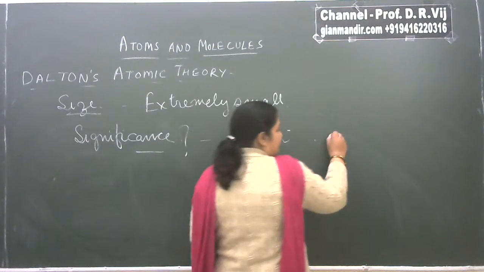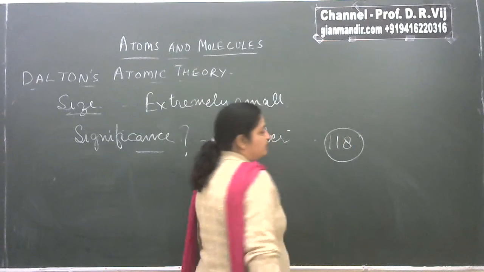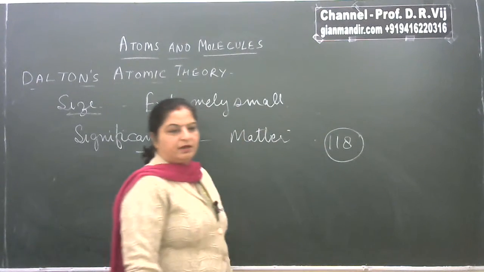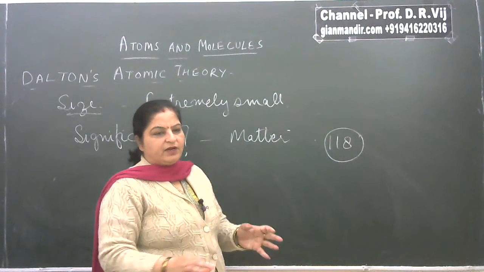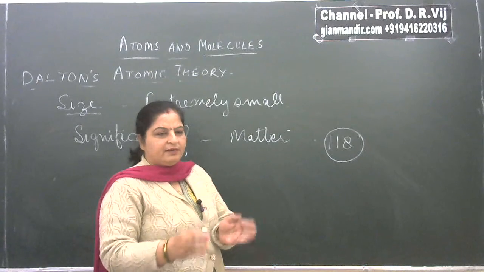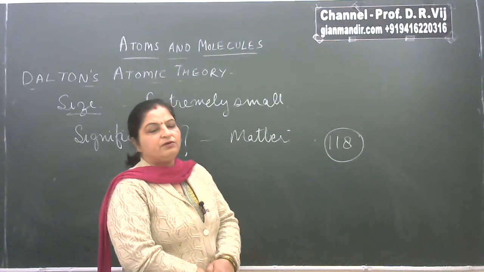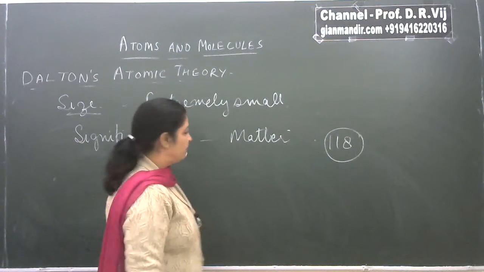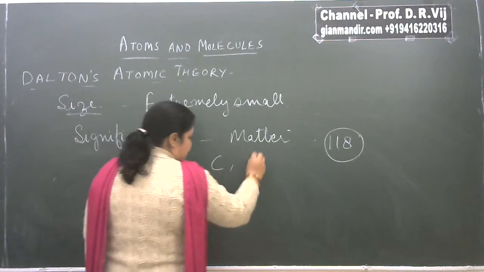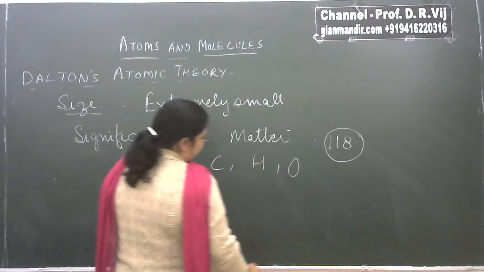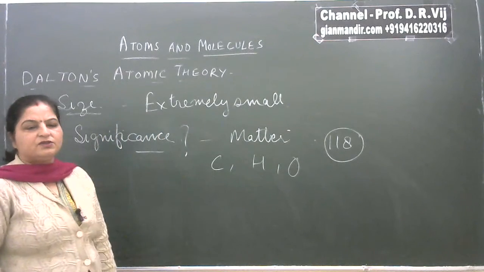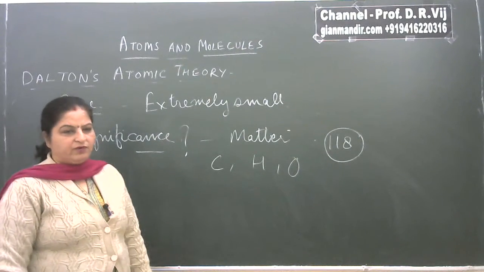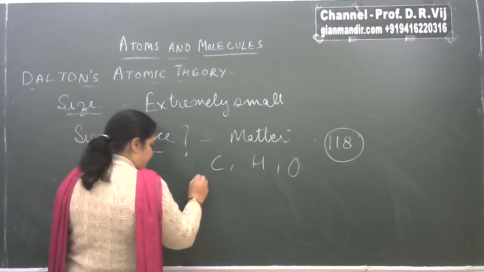At present, around 118 types of atoms are known. With only these 118 types of atoms, we observe a huge variety, because the same atoms combine in different ways to give you different types of matter, or different types of compounds. Like for example, if we take the example of elements like carbon, hydrogen and oxygen, these carbon, hydrogen and oxygen can combine in different ways to give you different compounds or different forms of matter.